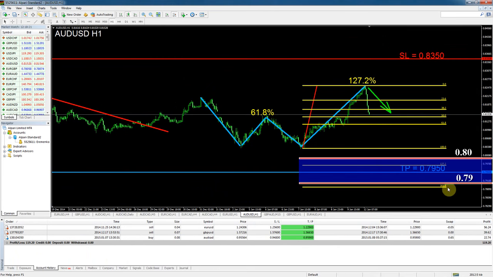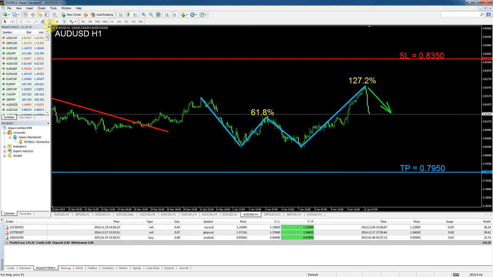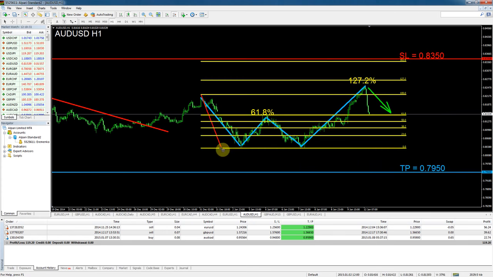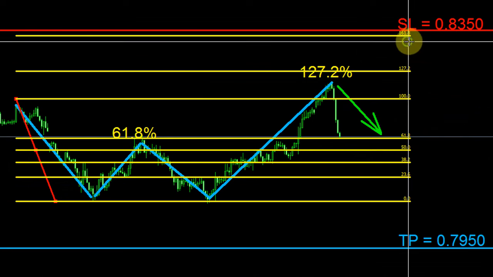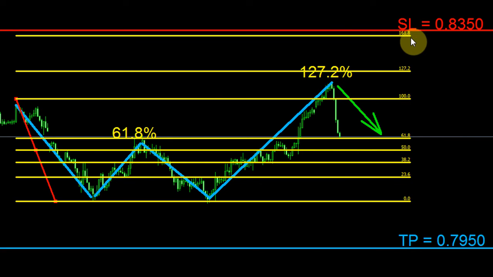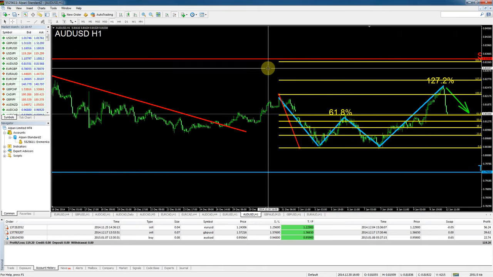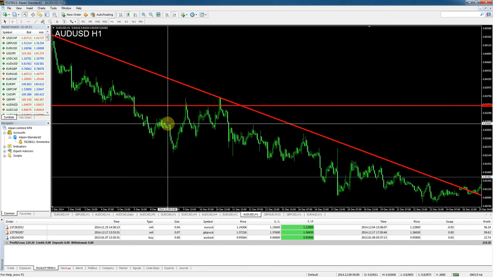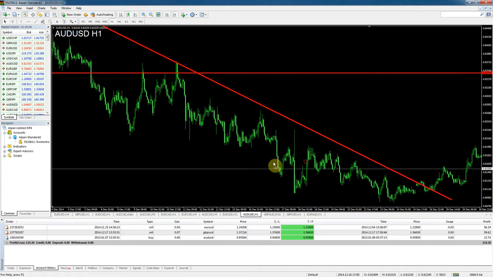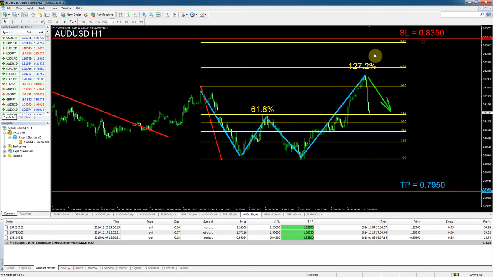It's either at 161.8% or 127.2 if you like. I'm setting it over here, somewhere in between. Your stop loss is a similar thing. If you drag the original Fibonacci retracement, it's good to set your stop loss above the 161.8 because this acts as a resistance line. Also, we've got a strong level here, which is 0.83, and as you can see over here, 0.83 was a strong resistance line. It's also a psychological level as well. So it's good to protect our stop loss in that way.